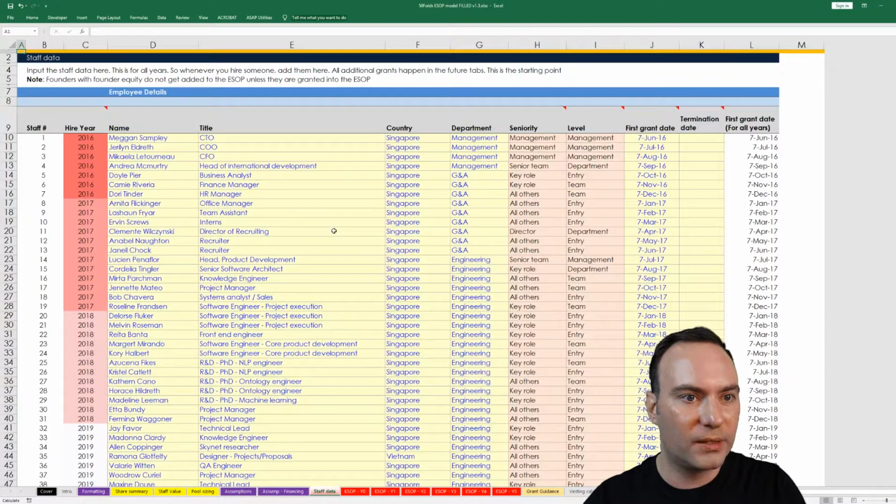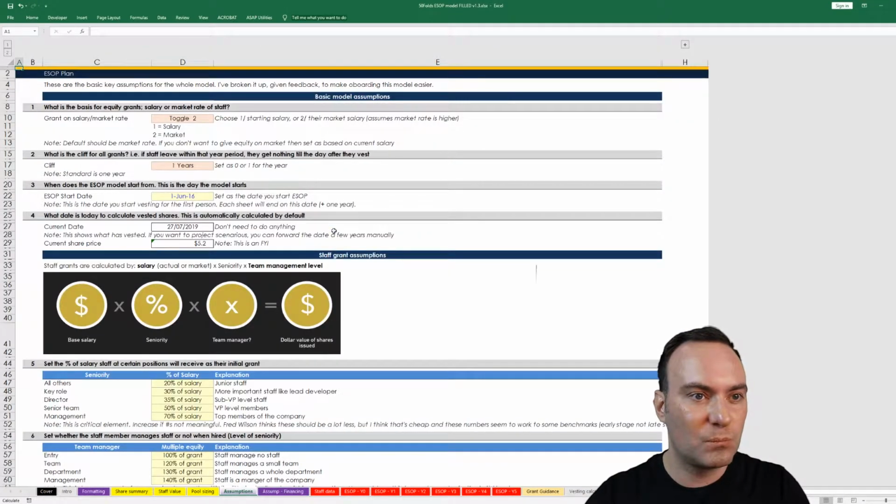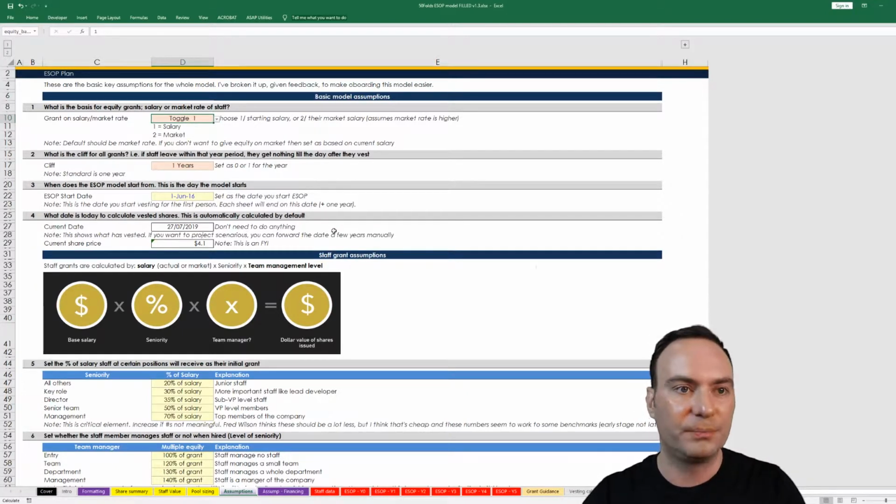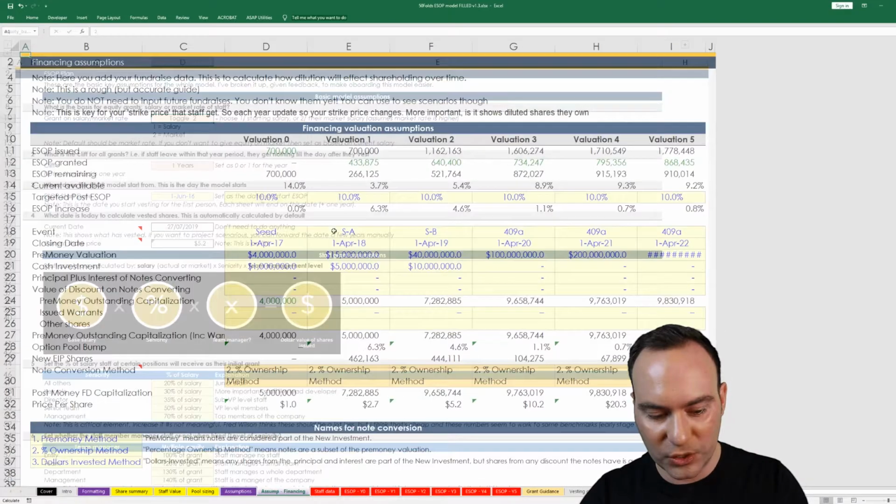You go to the assumption sheet, and your calculations are based on toggle 1, which is salary. In which case, you don't even need to put in the market stuff anymore, right? For our purposes, we're going to use the market rate because it's more complicated. I'm going to make sure that you do everything right.